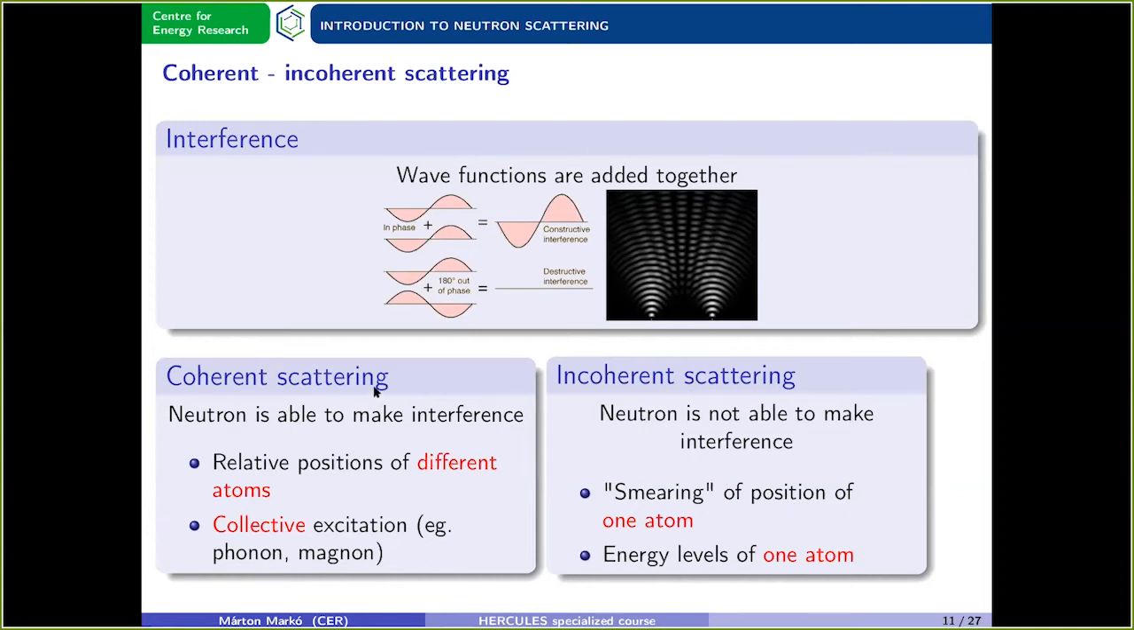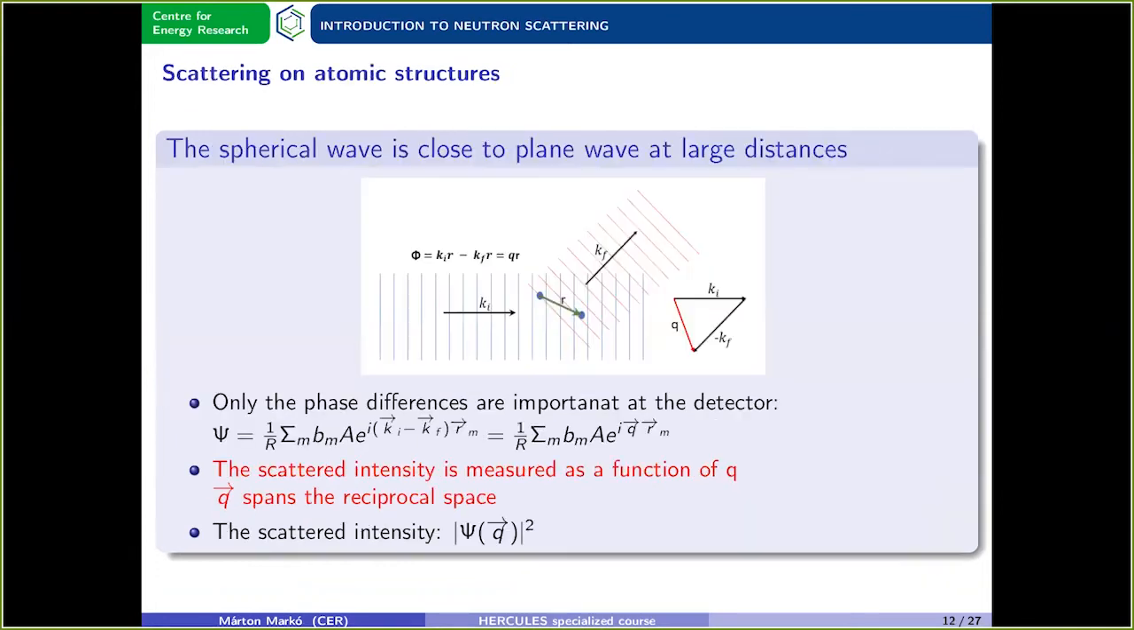While with coherent scattering, there is an interference, so we can see the relative positions of different atoms, and we can see collective excitations. For example, phonons or magnons. A phonon is a mechanical oscillation in the crystal lattice. Magnon is spin oscillation or magnetic field oscillation in the magnetic materials.